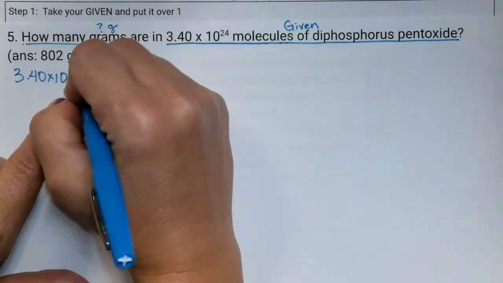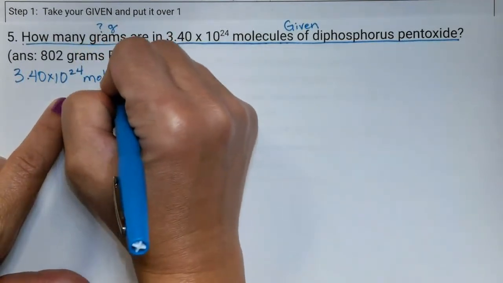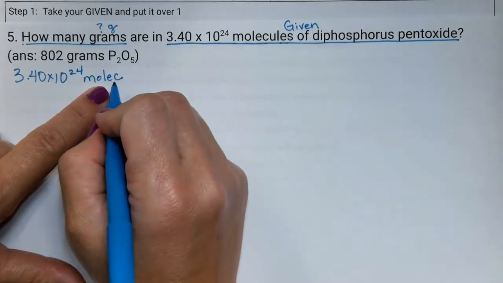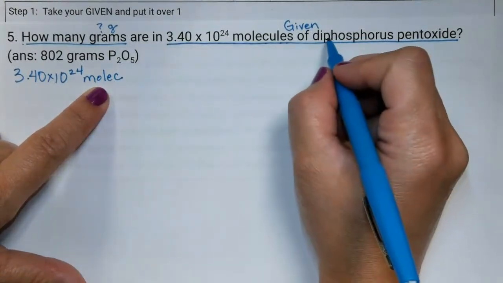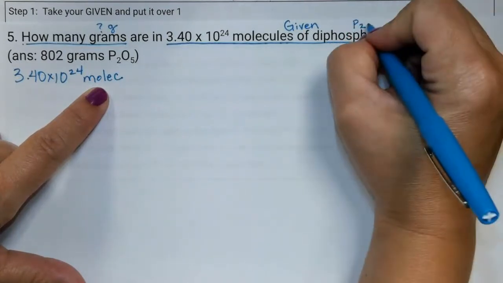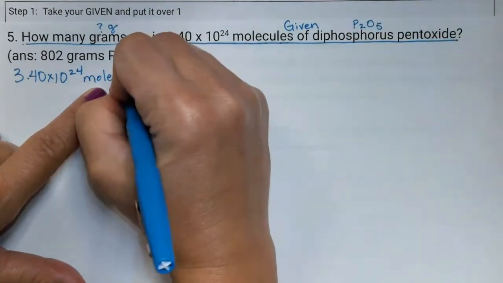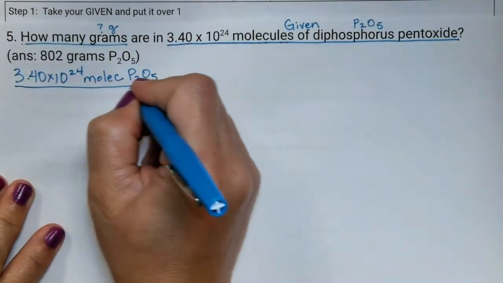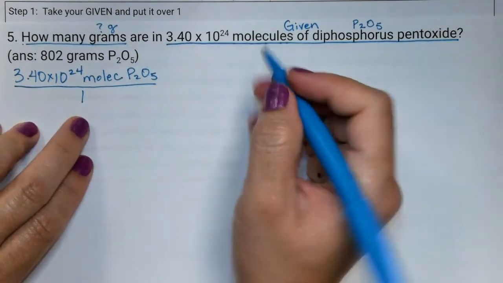We're going to abbreviate molecules as MOLEC. You don't want to abbreviate it too short because then it'll be confused with mole. And then this is of diphosphorus pentoxide, which is P2O5. And then we'll put it over 1. Remember, the 1 is just a placeholder.